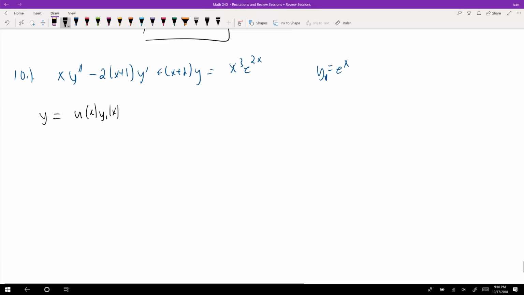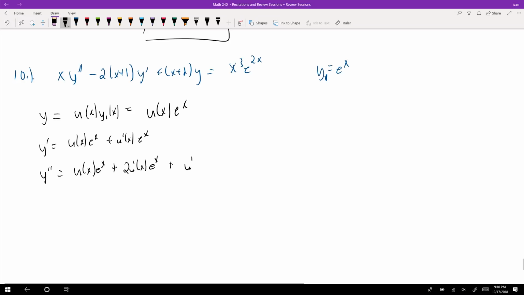And now what? Okay, y is really u of x e to the x. So y prime is going to be u of x e to the x plus u prime of x e to the x. And y double prime is going to be u of x e to the x plus 2u prime of x e to the x plus u double prime e to the x. All right, product rule for the derivatives.